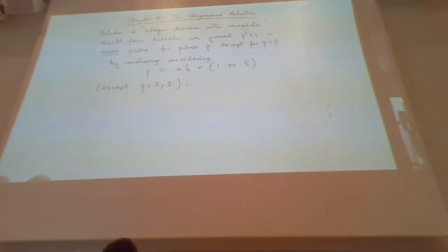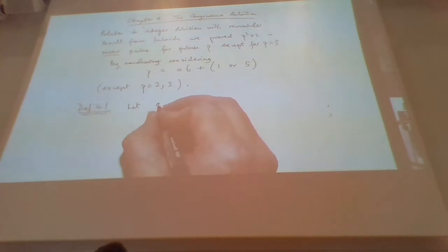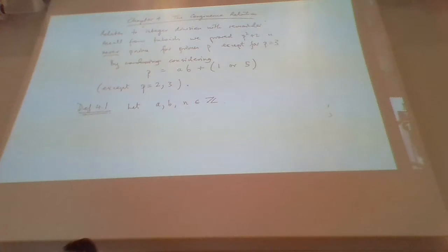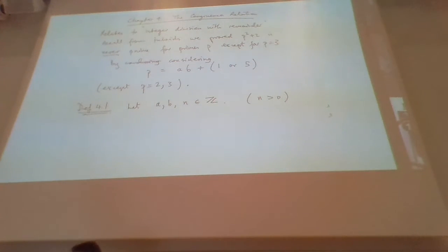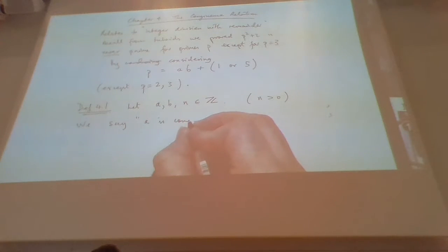So let's jump right in and look at the basic definition. Definition 4.1, this is the congruence relation. We consider any pair of integers A and B. n is going to be our modulus. And we say A is congruent to B modulo n.